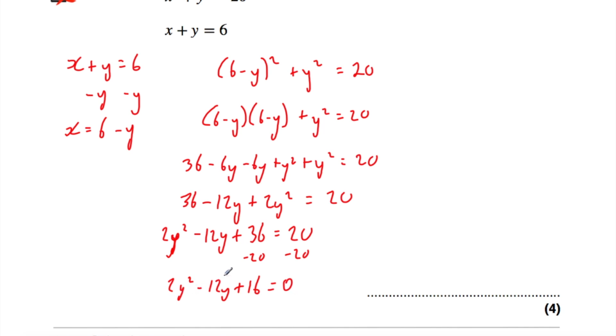Now, actually, before we solve it, we've got 2y squared minus 12y plus 16 equals 0. All of those terms on the left-hand side are divisible by 2. So I'm going to divide everything by 2 here. So 2y squared divided by 2 would be y squared. Minus 12y, well, dividing that by 2 or half, and it would be minus 6y. And then instead of plus 16, we're going to divide by 2, so it's going to be plus 8 equals 0. So we've just divided everything by 2. So we've now got y squared minus 6y plus 8 equals 0.